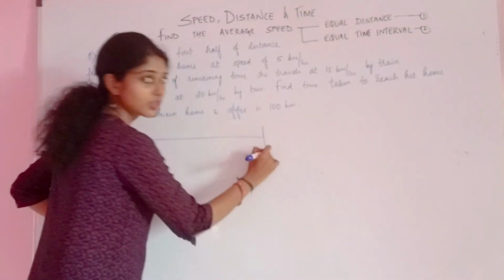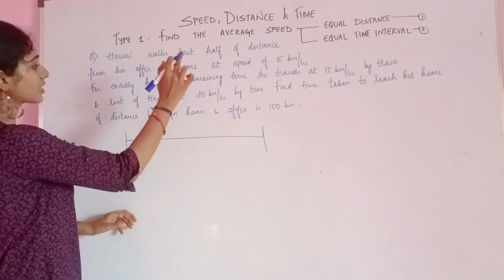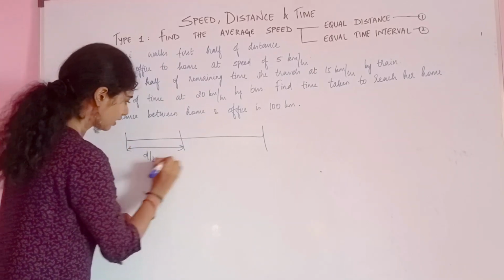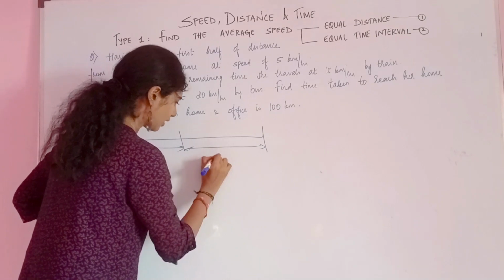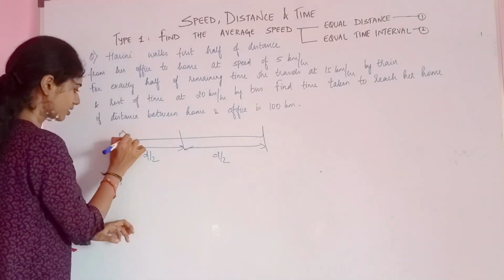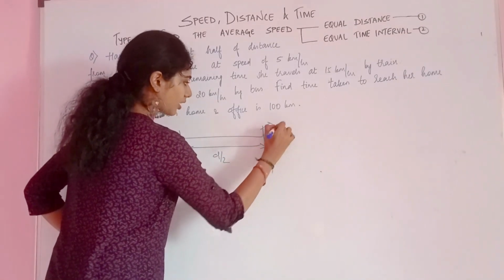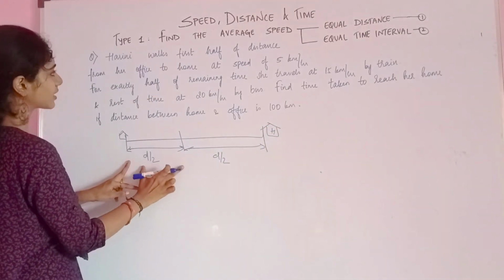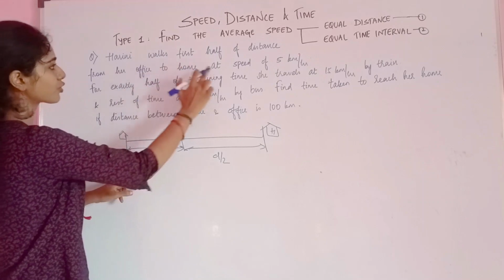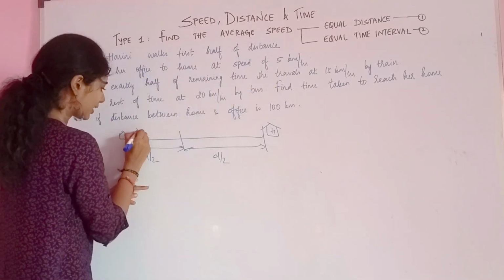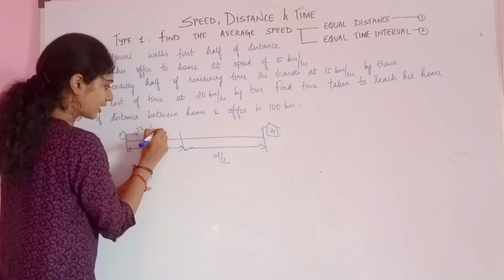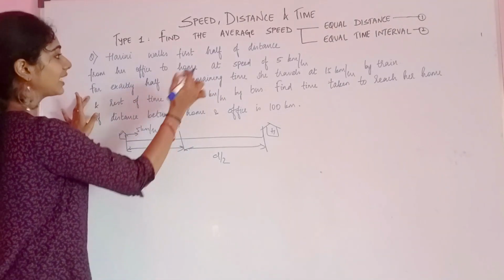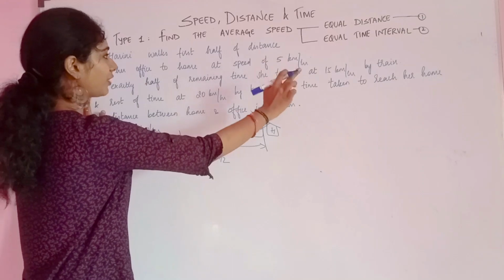Let's draw a diagram. So right now, Harini walks first half the distance, alright? So let this be d by 2. Let this be d by 2, okay? This is the office and this is her home, alright? So she covers the first half the distance from her office to home at a speed of 5 km per hour, alright? Fine. Second statement. For exactly half the remaining time, she travels at 15 km.